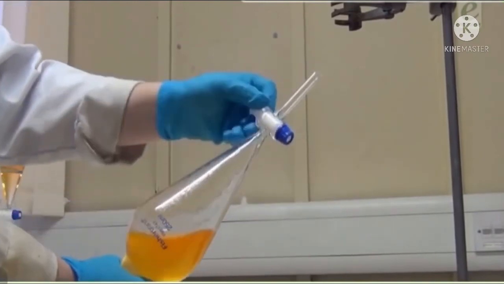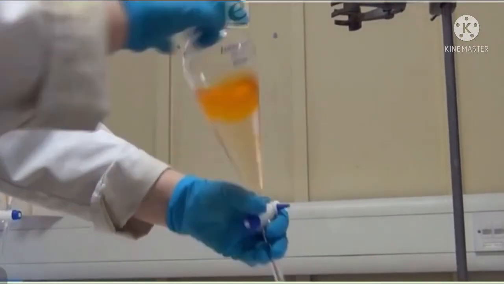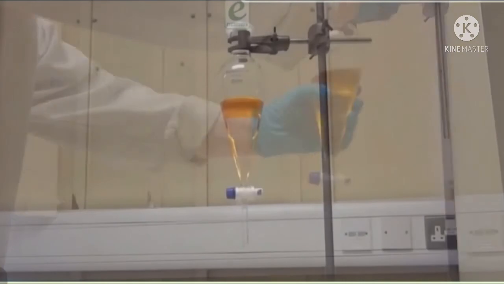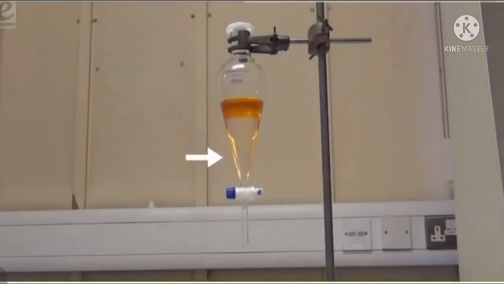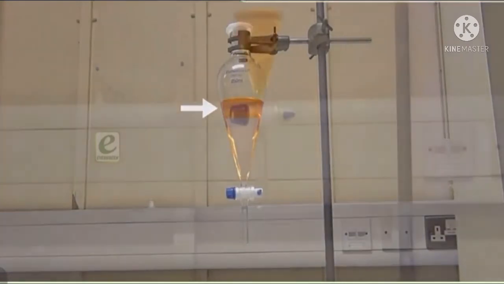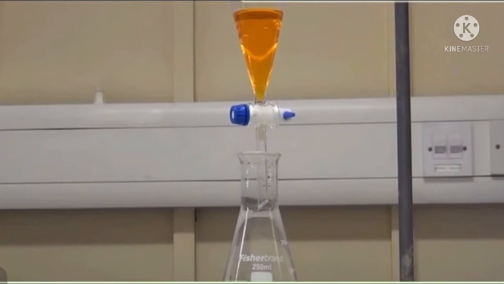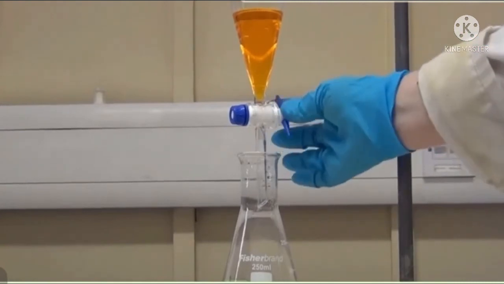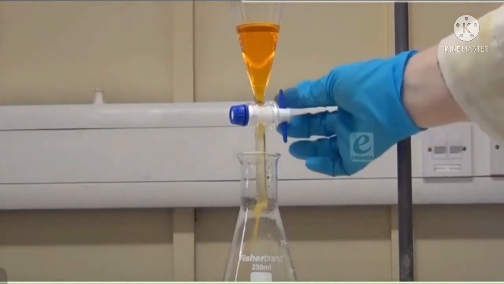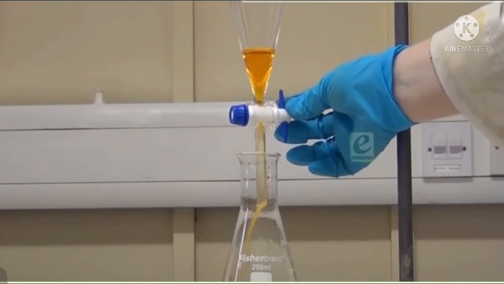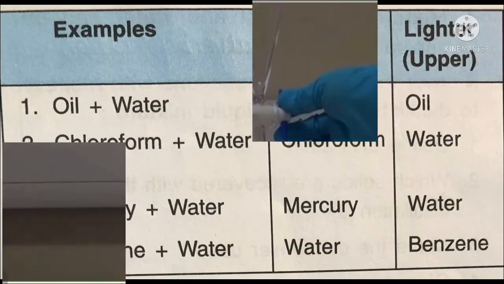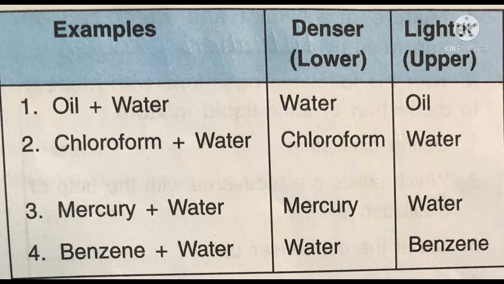Put this mixture in the separating funnel and allow it to stand. Then you will observe the heavier liquid forms the lower layer, whereas the lighter liquid forms the upper layer. These layers can be collected in separate beakers by using the tap. Now look at the other mixtures that we separate by using the separating funnel.